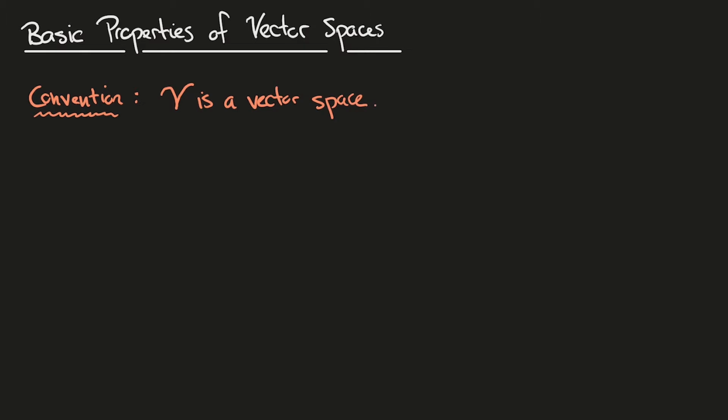In the definition of a vector space, we required the existence of an additive neutral element, and for each element in the vector space, we required the existence of an additive inverse. I already hinted in past videos that these elements are uniquely determined by their defining properties, and this is something we'll prove now.